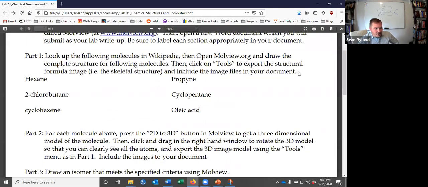And so for the first part, it's going to have you look up the molecules first. You guys don't know all the rules for naming things yet, so I'm not just going to give you the names. Look them up on Wikipedia, see what the structure looks like, and then draw it yourself. If you look it up on Wikipedia, you could in theory just copy it, but that would defeat the purpose of you practicing drawing these structures here.